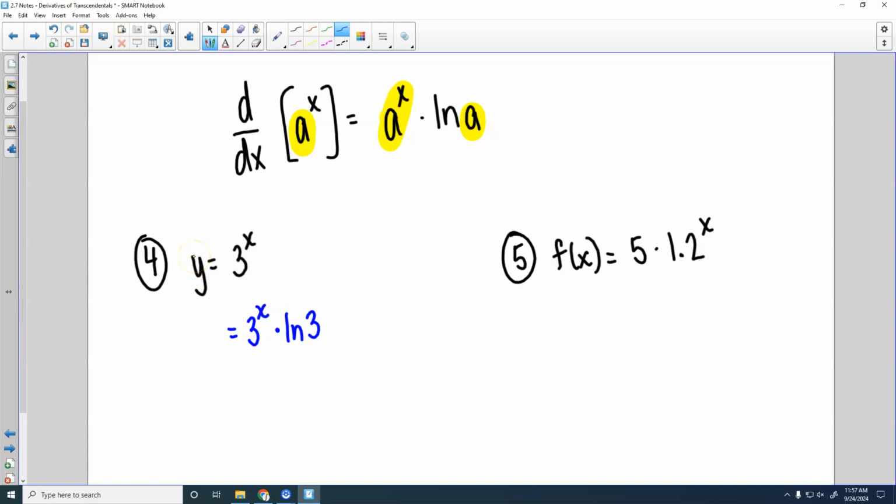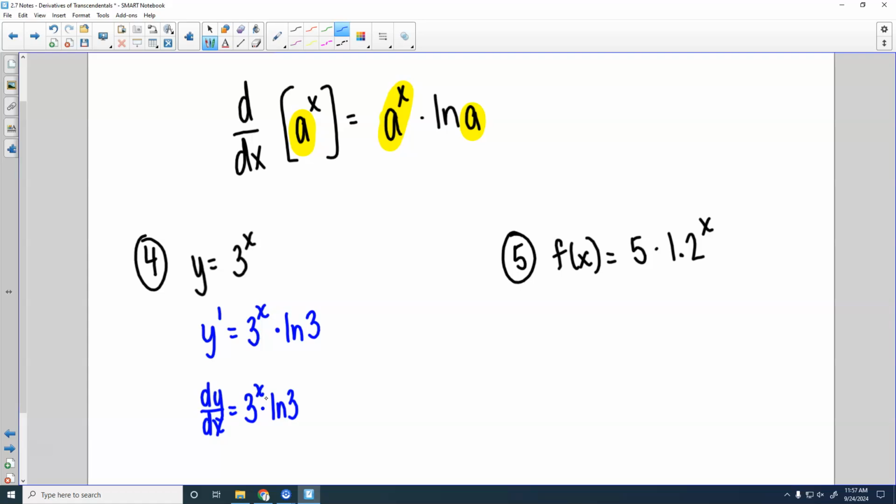As far as that y goes, there's a couple different ways you can use the notation here. You can call this y prime, like that. That indicates that you took the derivative. Another option is to write it this way, dy over dx equals 3 to the x times natural log of 3. Either one of those is acceptable there.